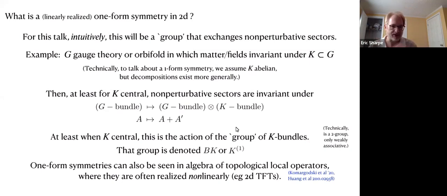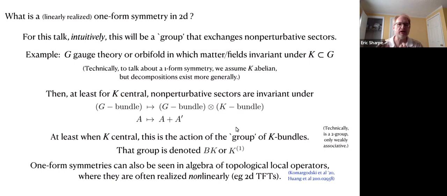Decomposition actually exists more generally. So in that special case where K is in the center of the gauge group, the non-perturbative sectors are invariant under the following permutation. I can take a G bundle and tensor in a K bundle in a certain sense to get another G bundle. So in effect, I can interchange G bundles. And when I do so, because K acts trivially, the original bundle will contribute to the path integral in exactly the same amount as this new bundle.